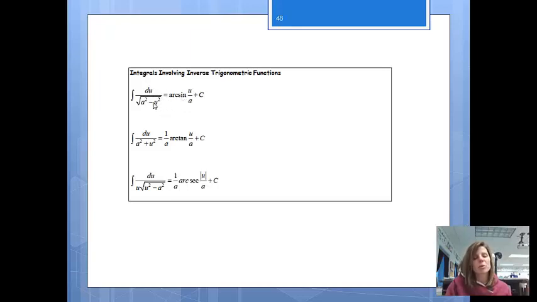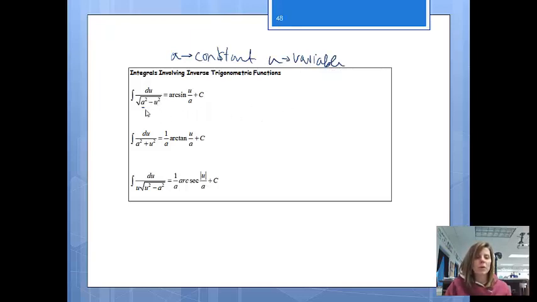Differences between the derivative formula and the integral formula: in the derivative formula, we have a 1 here. This time we'll actually have an a, and a is a constant. And just like what we're used to, u is going to be some sort of variable. So that's all we need to keep in mind.